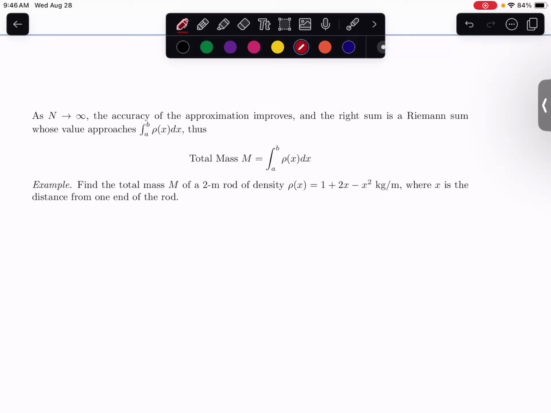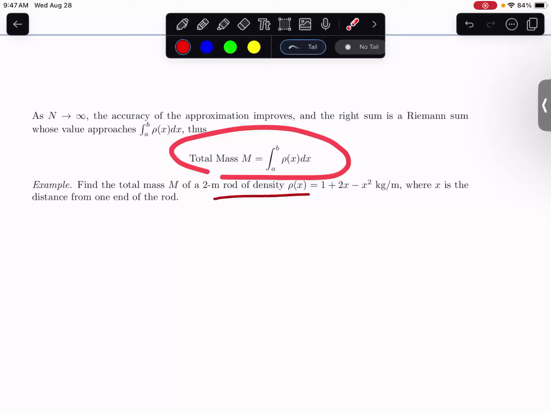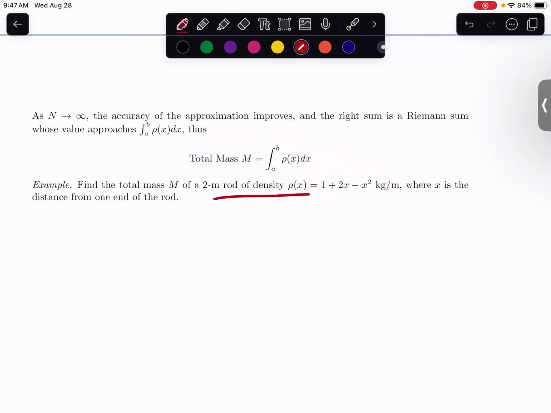In this next example, we want to find the total mass m of a 2-meter rod whose density function is given by rho of x, which is 1 plus 2x minus x squared kilograms per meter, where x is the distance from one end of the rod to the other. There isn't any complicated part of this really. You just plug into this total mass equation. All you have to do is integrate this function rho that they give you.